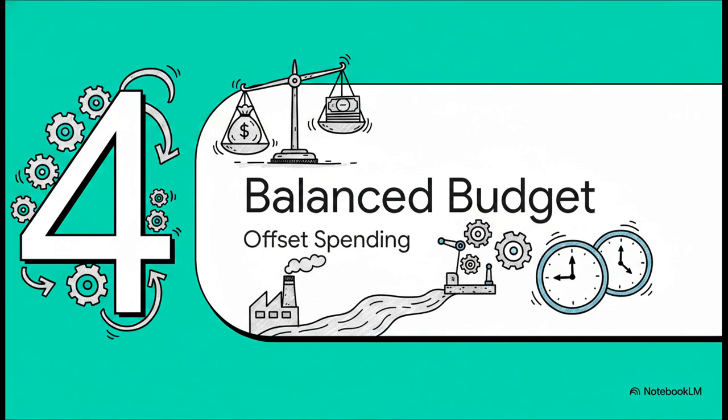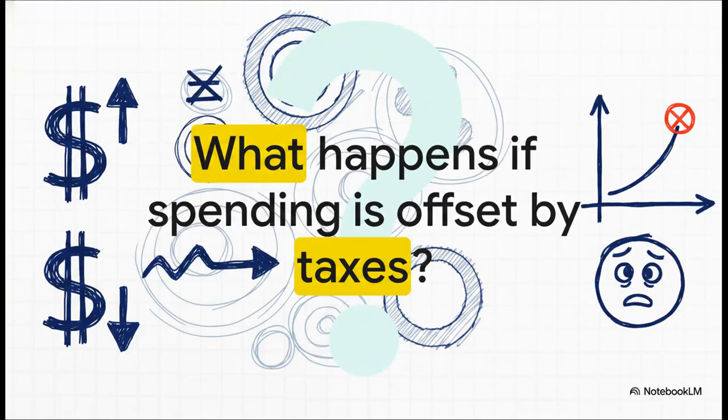This is where things get highly counterintuitive. So ask yourself this: what happens if an increase in government spending is exactly offset by an equal increase in taxes? You might logically assume that if the government taxes away a dollar for every dollar it spends, the net effect on equilibrium income would be exactly zero, right? It feels like it should be a wash. But actually, scratch that. That assumption is totally wrong.